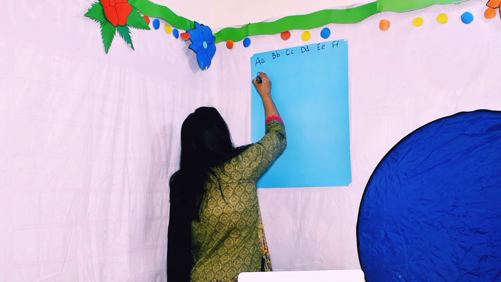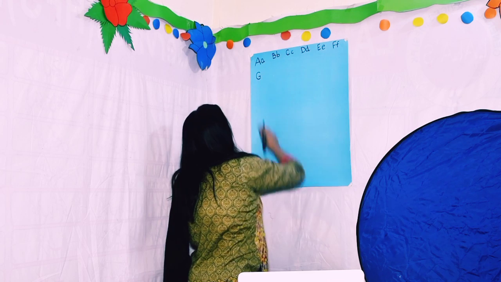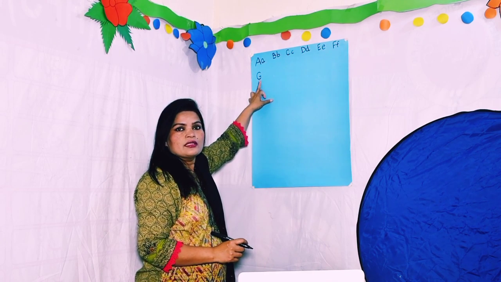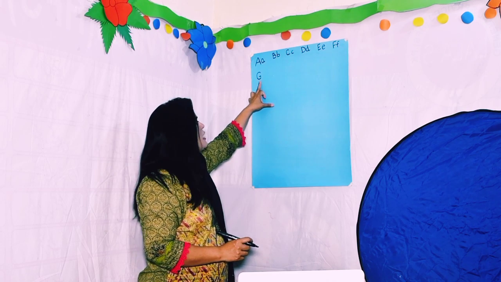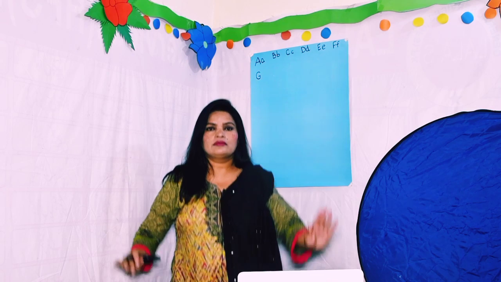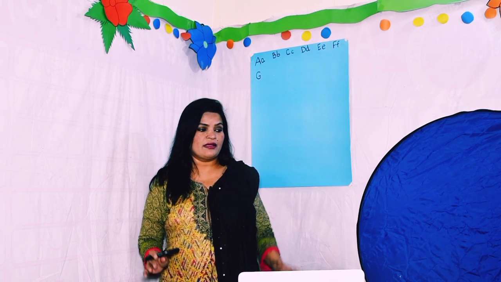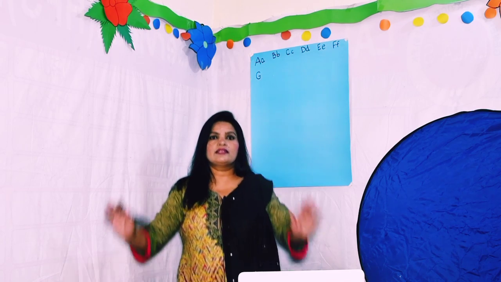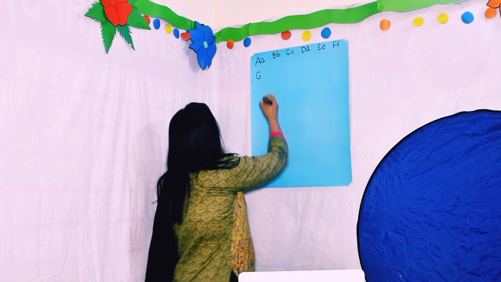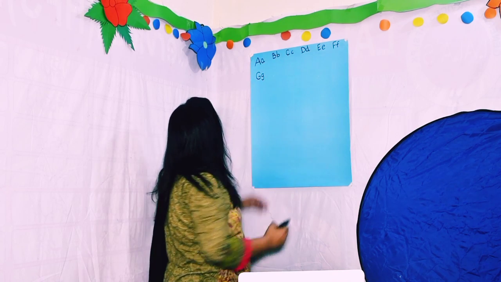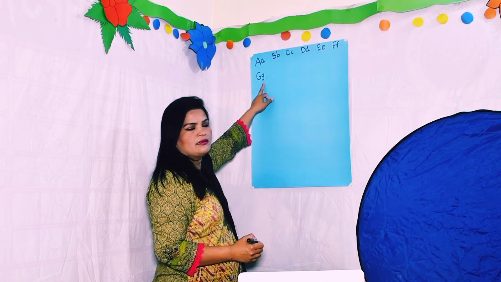And then, which letter is this? G. G is the letter, and what is the sound of the G? G. G means giggling. Girls are giggling like this. G. And G, girl, right?